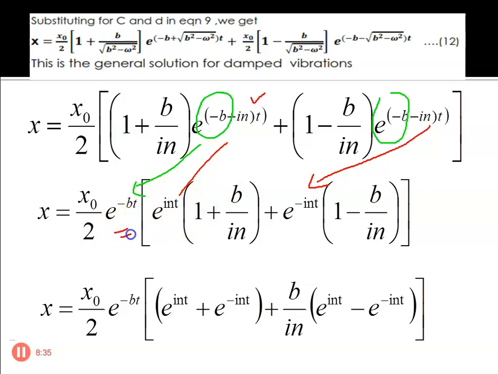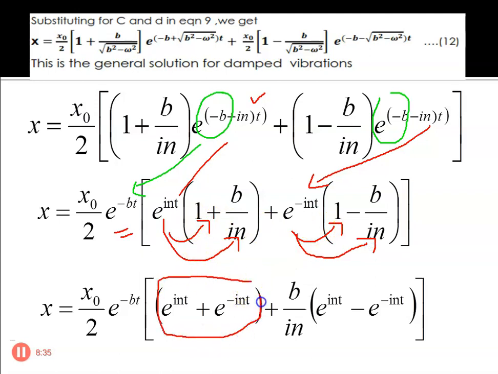So e power minus bt will be taken as common, and we are rewriting this equation like this. So afterwards, x naught by 2 e power minus bt. These two terms, when multiplied with here, and similarly this one multiplied with here and this one multiplied with here. So e power int plus e power minus int, I am writing together. Then b by in with the factor of e power int and e power minus int will be written separately.